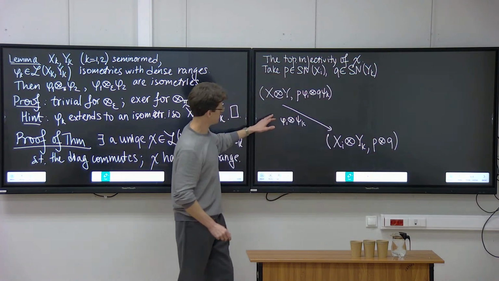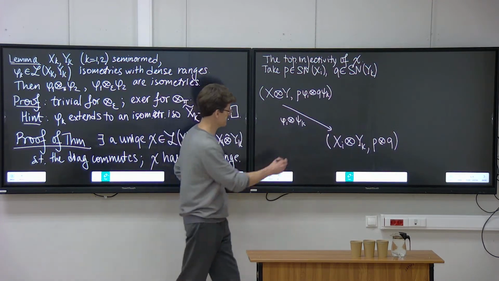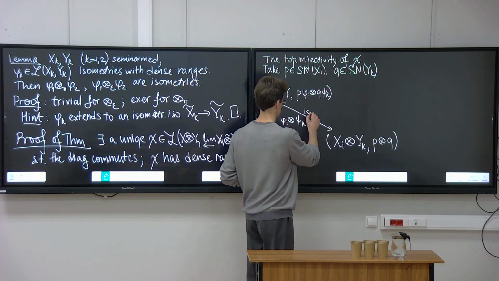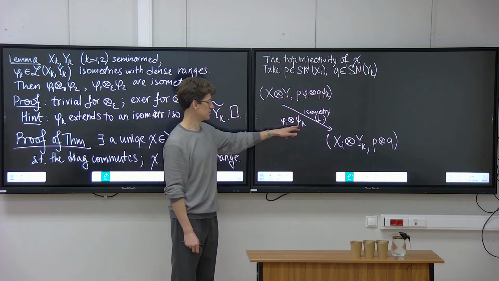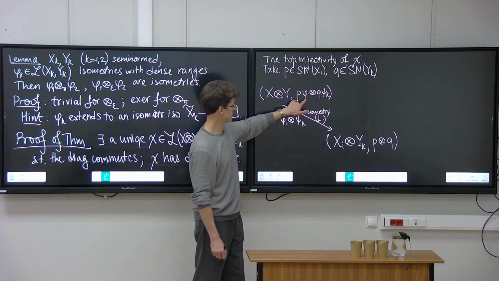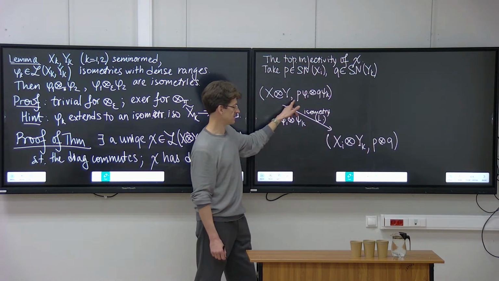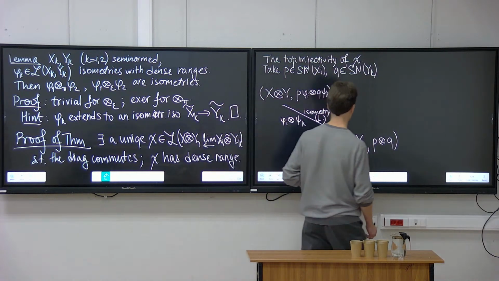So what can we now say about this map? I claim that this is an isometry by the lemma. Phi_i has dense range, psi_k has dense range, and each of them is an isometry with respect to these seminorms, just by construction. Okay, this is an isometry.